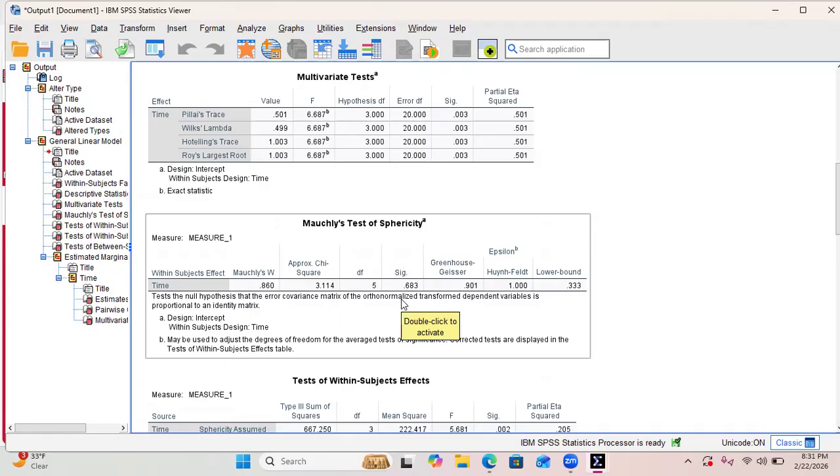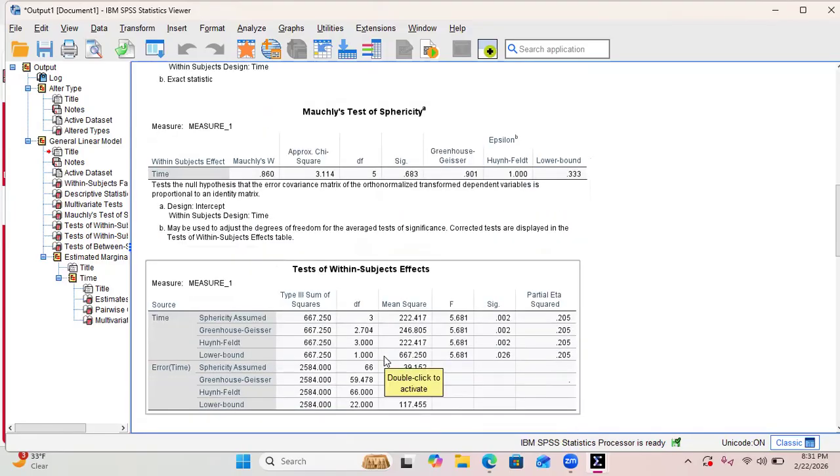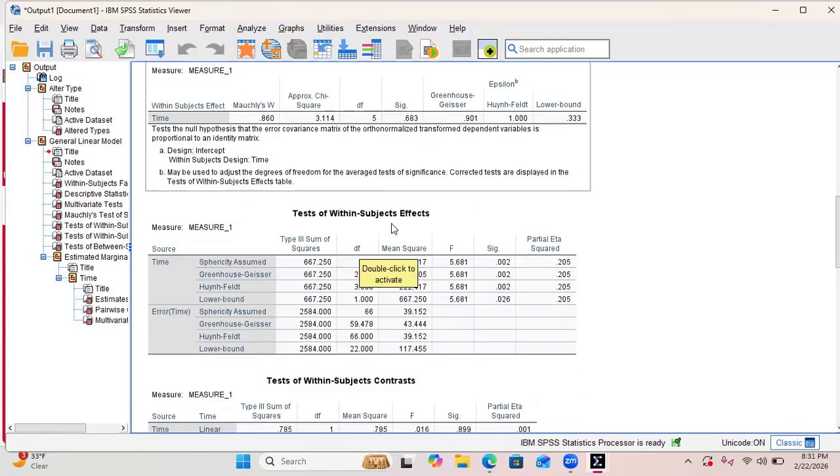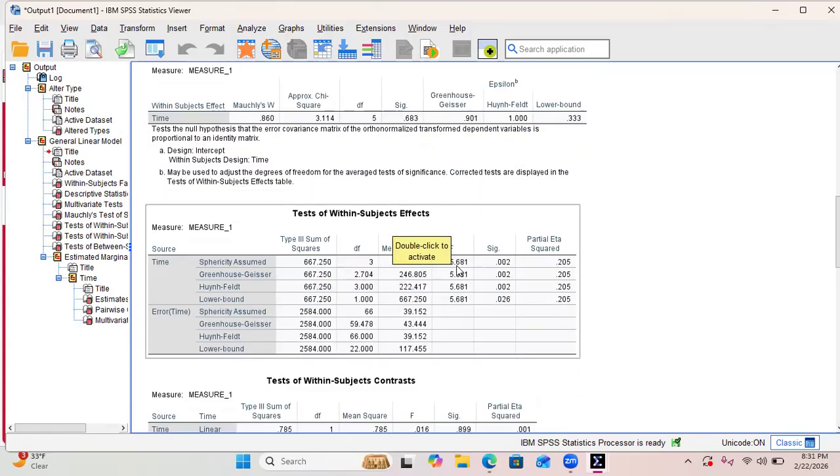There was a statistically significant effect of time with an F value of 0.5681, the degrees of freedom time of 3, and the degrees of freedom error 66. There's that p-value of 0.002. And of course, the partial eta squared of 0.205, which is a large effect.